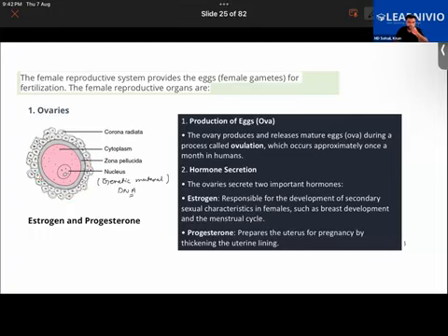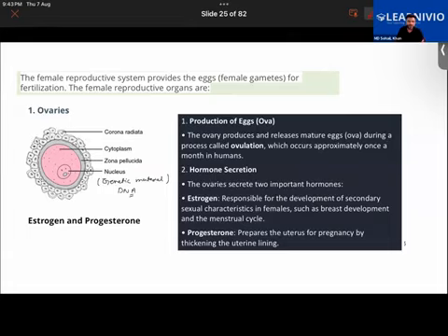So the main function of the ovary is to produce and release mature egg cells during the process called ovulation. So during ovulation, ovum is released by the ovary, and that occurs approximately once in a month in the females. That is the primary function of the ovary, to produce the egg and release the mature egg cells.